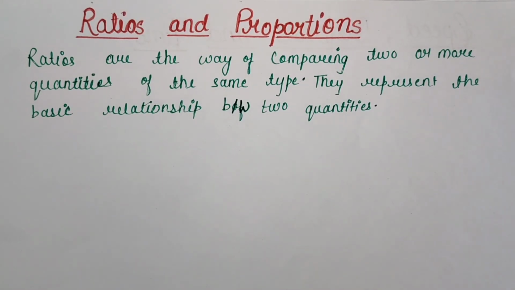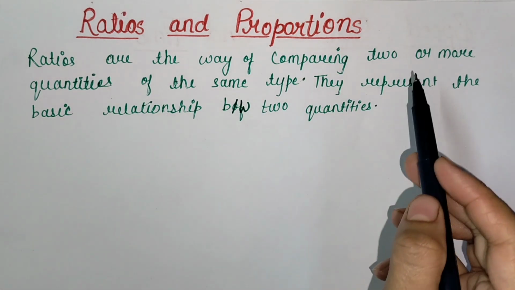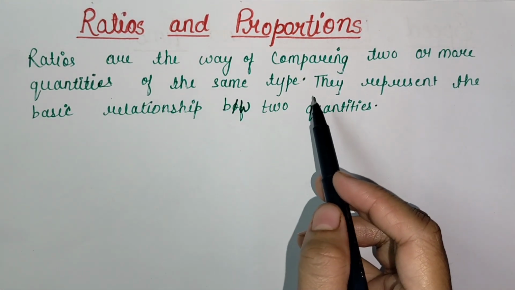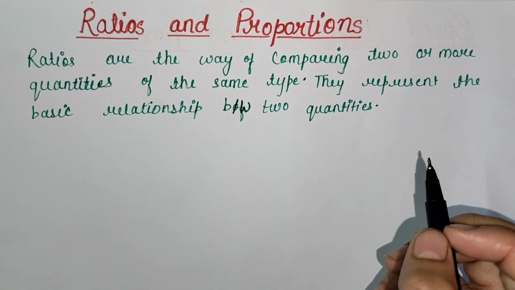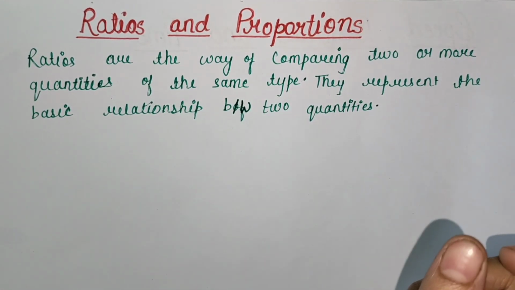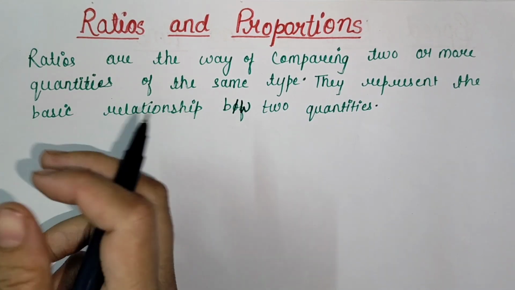Hello everyone, in this lecture we will discuss ratios and proportions. So first of all, what are ratios? Ratios are the way of comparing two or more quantities of the same type. They represent the basic relationship between two quantities. There are three ways of expressing a ratio. Let us discuss with the example.